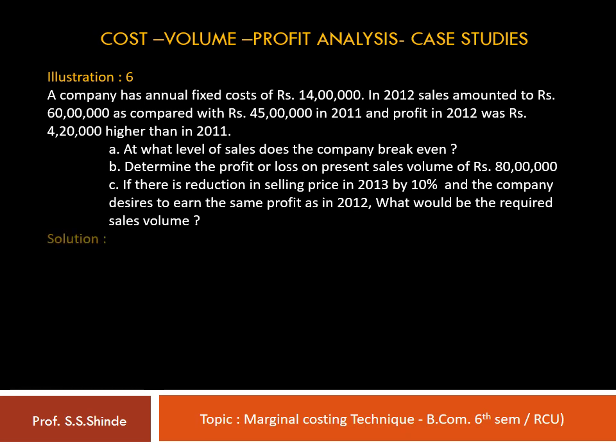So let's first calculate the break-even point or the break-even sales. So the equation is PV ratio is equals to change in profit divided by change in sales.